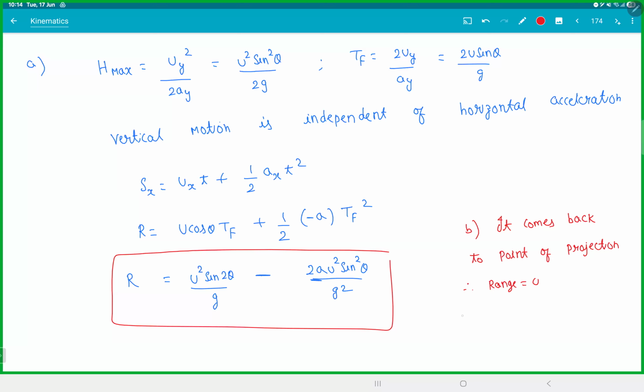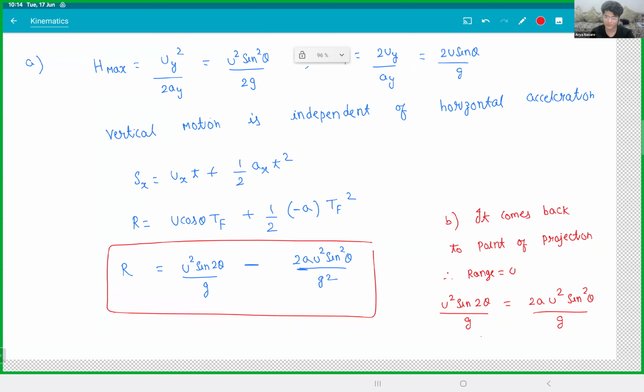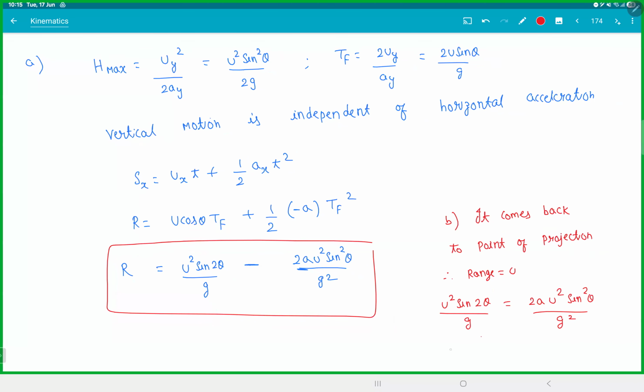So if you equate this to 0, you will end up with u square sine 2 theta by g is equal to 2a u square sine square theta by g square. Sine 2 theta will be 2 sine theta cos theta. So if you solve this, one g will cancel, and you end up with tan theta is equal to g by a. So if you project with an angle tan theta equal to g by a, it will come back to the same point.